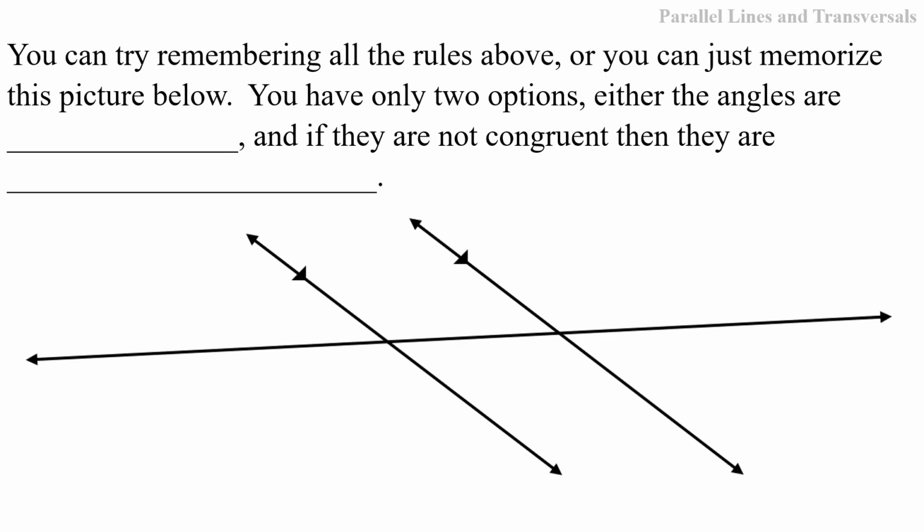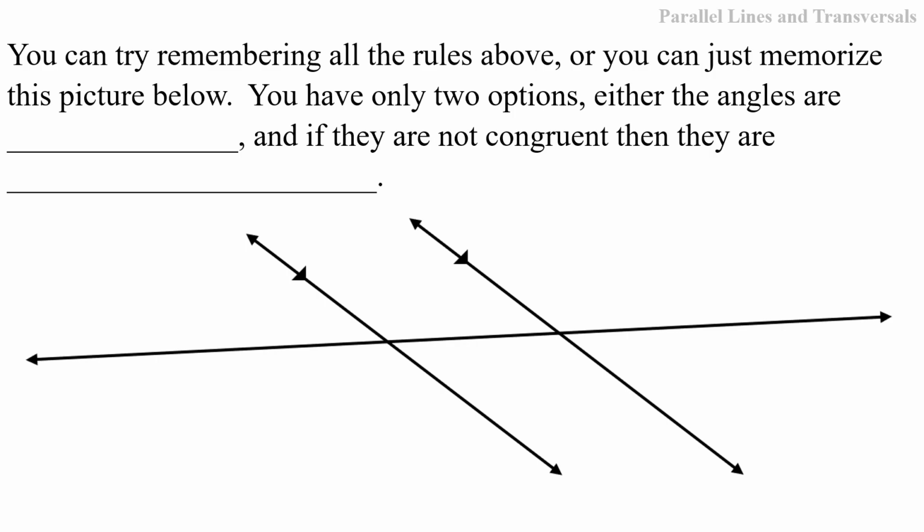Now here's a little shortcut for you. Okay, you can try remembering all the rules above. You can remember that corresponding angles are equal, alternate interior are equal, alternate exterior are equal, and same side interior angles are supplementary. Okay, or you can try to memorize this picture below. Most kids like this better because they don't have to memorize corresponding are equal and all that junk.